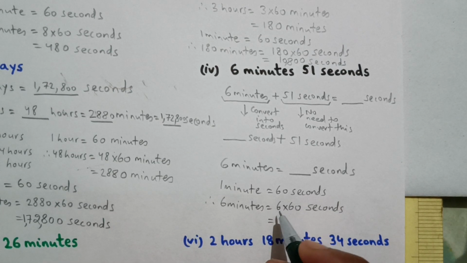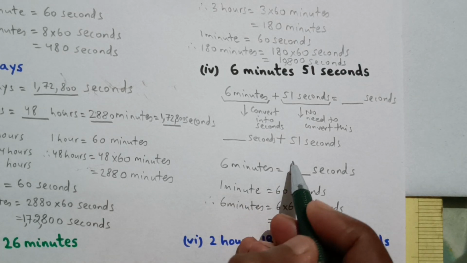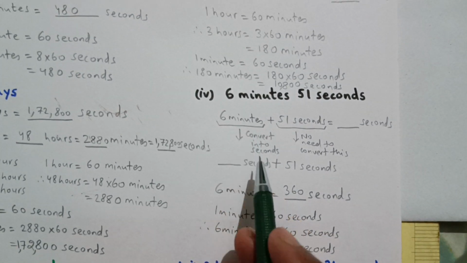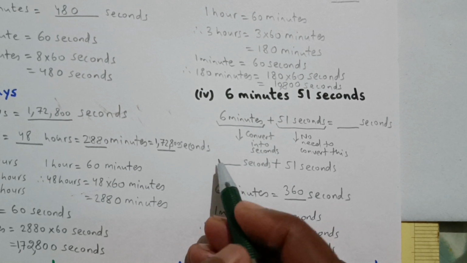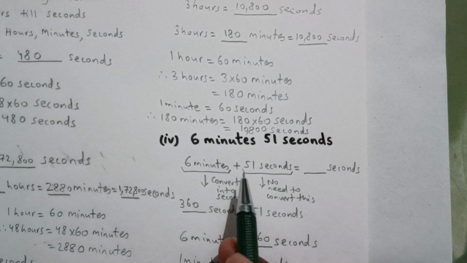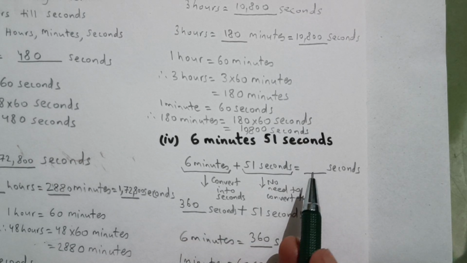Now what is 6 into 60? 6 into 6 is 36, and then add this 0. So 6 into 60 is 360 seconds. So 6 minutes, when we convert it into seconds, is 360 seconds. So 6 minutes plus 51 seconds becomes 360 seconds plus 51 seconds, and now we have to add both of them to get the total number of seconds.